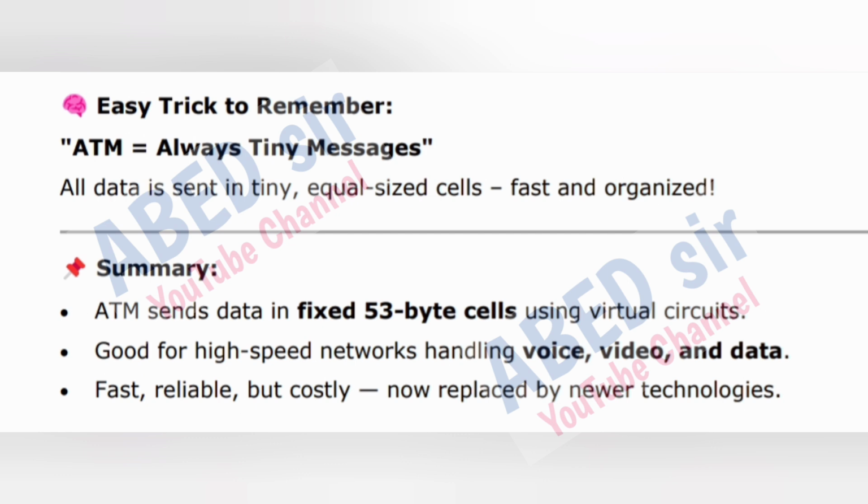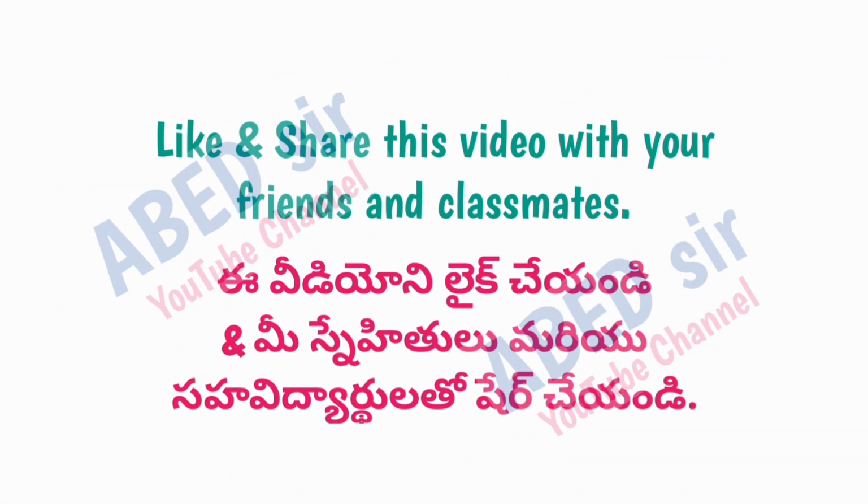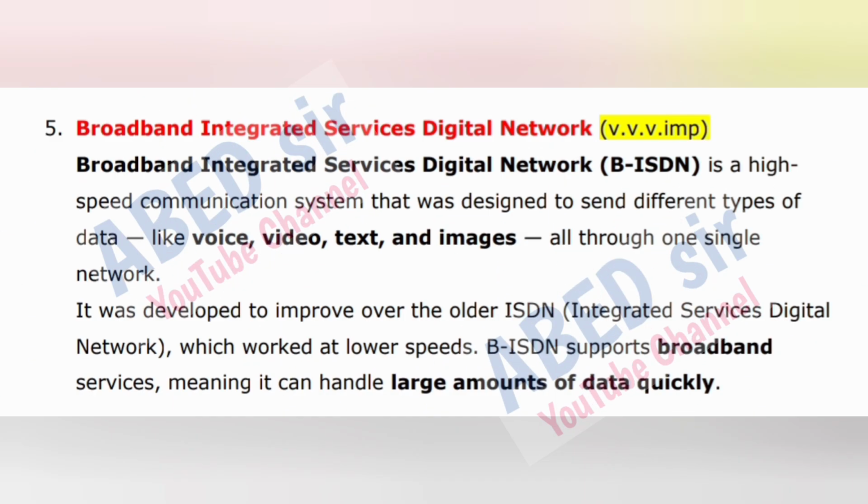Summary: ATM sends data in fixed 53-byte cells using virtual circuits. Good for high-speed networks handling voice, video, and data. Fast, reliable, but costly, now replaced by newer technologies. Next important long question is 5: Broadband Integrated Services Digital Network.